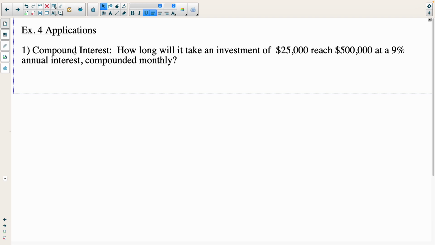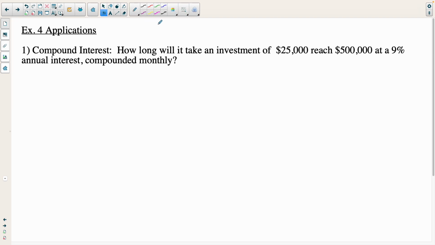So we're looking at how long, so T is going to be what we're looking for, because that's time. How long will it take an investment of $25,000 to reach $500,000 at 9% annual interest, compounded monthly? I did put the formulas on the graded assignment, even though you'll have them in your notebook. They will be right there, but you would not pick the E one here, because this is not compounded continuously. So you have to pick the one that has the bigger base. So that is this one.